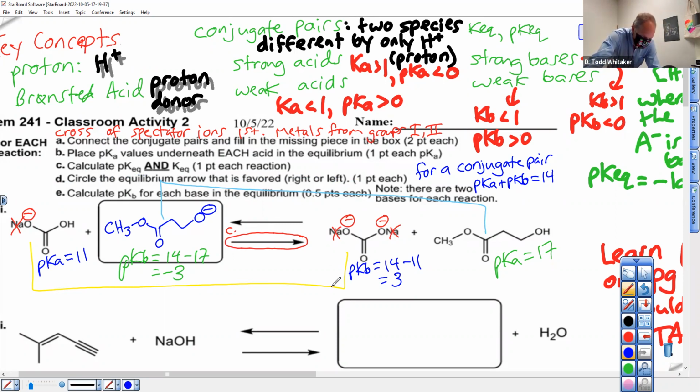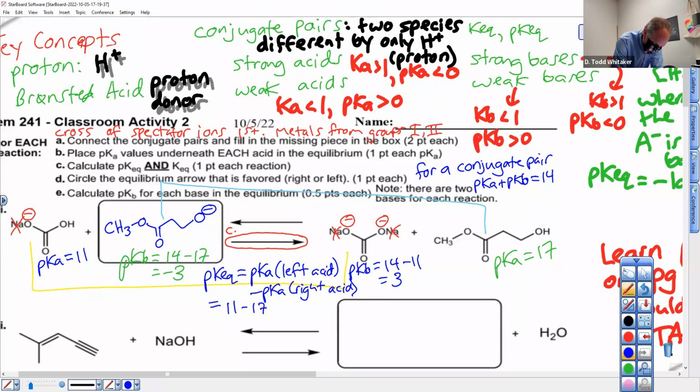And C points there, and we're going to calculate pKeq. This you don't know how to do yet, and here's how. You do pKa left acid minus pKa right acid. That means left side versus right side, people. Every time it's the same. Left acid is 11. Right acid is 17. Negative 6.